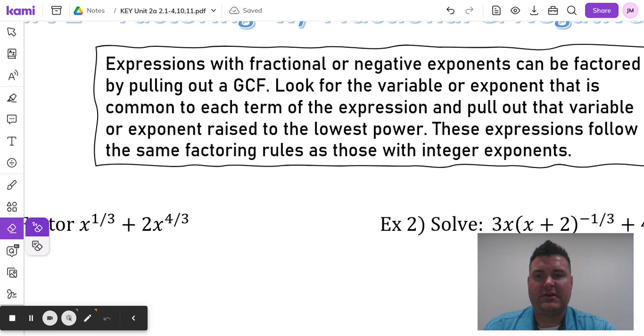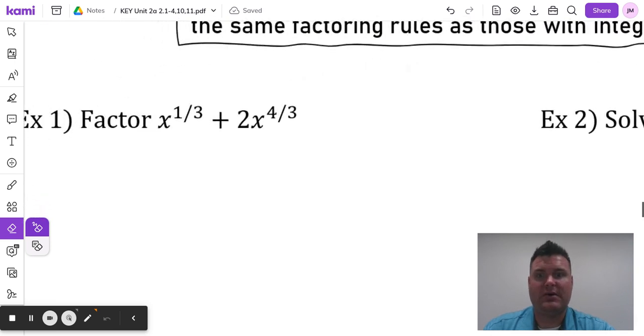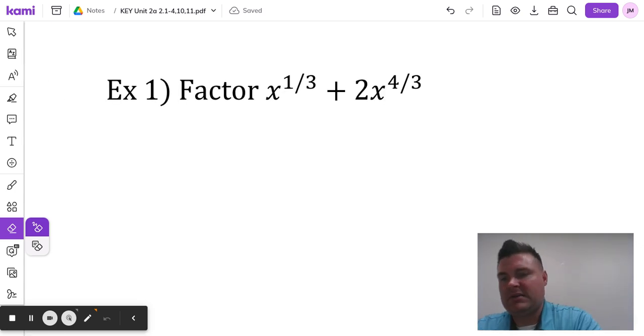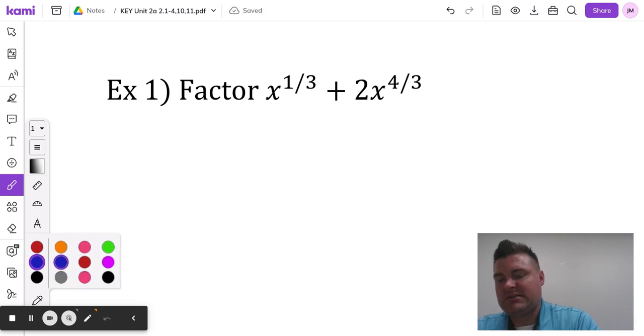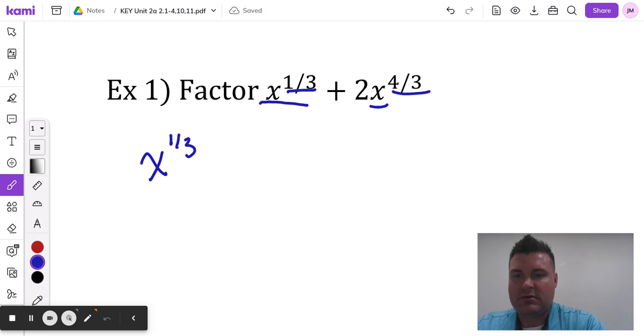Look for the variable exponent that is common to each term in the expression. Pull out that variable exponent, raised to the lowest power. So for this first one right here, we're just factoring. We're not solving. What is the lowest power? It's going to be x to the 1/3. So x to the 1/3 is going to come out of there.